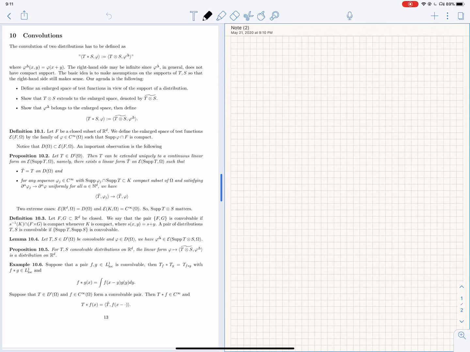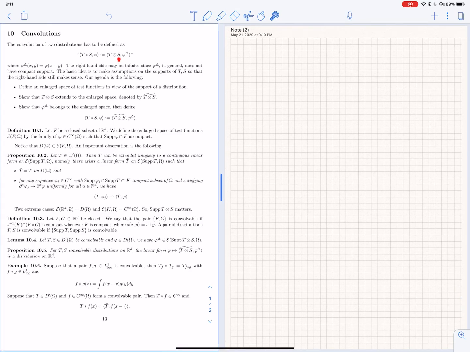Hello, everybody. In this lecture, we consider convolutions. So last time, at the end of the last lecture, I did a small calculation about convolution for smooth functions, and that calculation suggests that a convolution should be defined as the tensor product of two distributions applied to a certain transform of the test function, and this transform maps a function of one variable to a function of two variables through this relation in here.